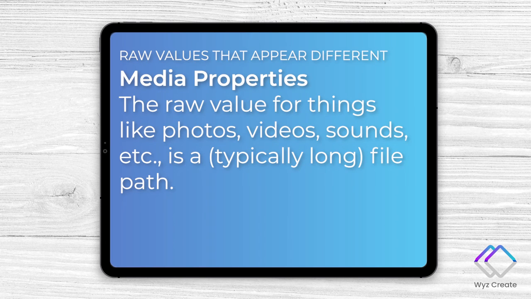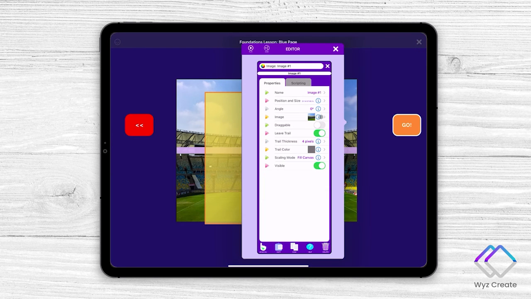Let's look at raw values for media selections. When you select an image, video, sound, or similar, the raw value is the file path of that media file's location. So if I select an image from the media library, the display value is a thumbnail of it, but the raw value looks like this.